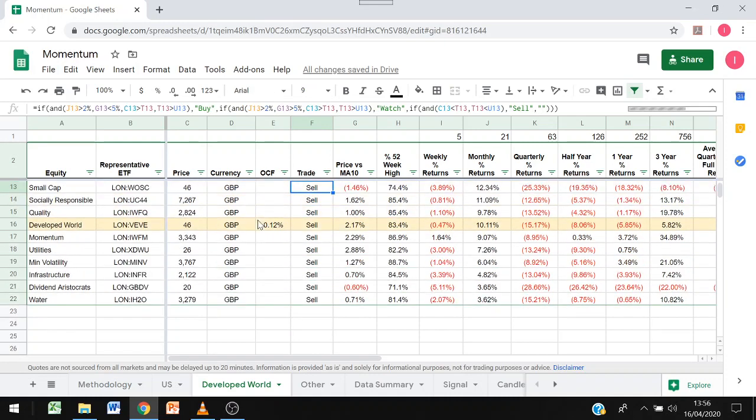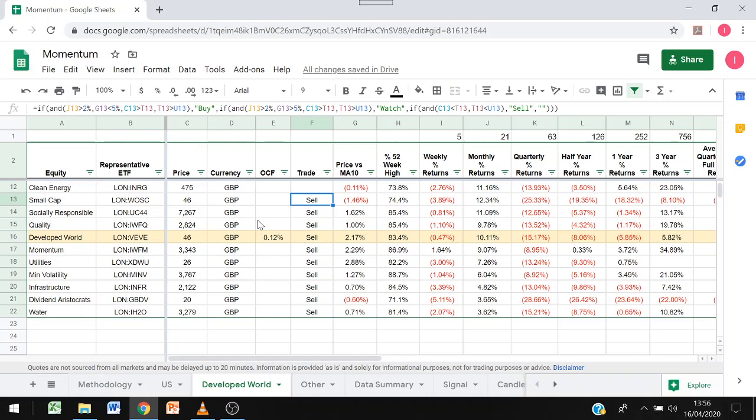So small cap there, monthly returns quite good, but three-year returns negative on small caps. ETFs don't tend to work very well on small caps because they just have trouble buying into very small illiquid companies. So momentum not doing very well.